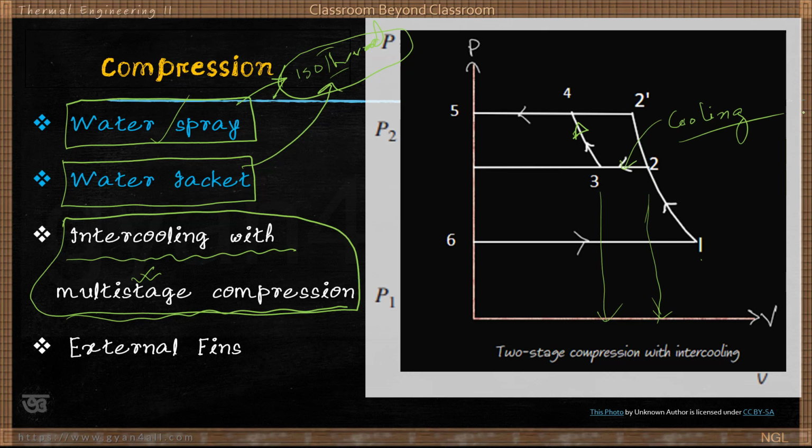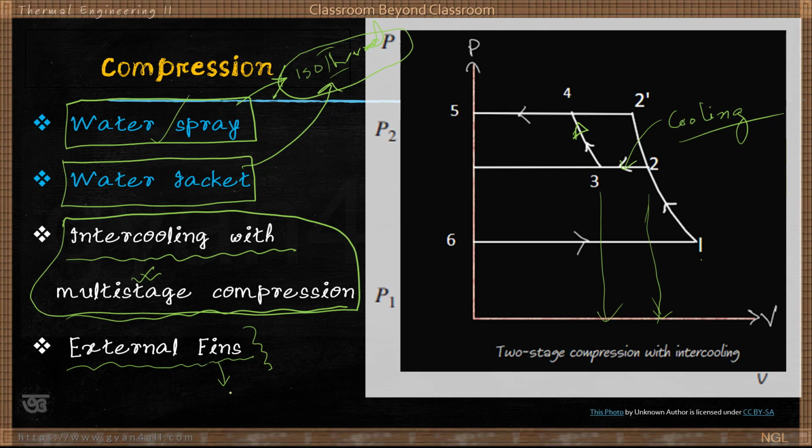Other than this, if we are not spraying water, and not using any water jacket or water cooling, we may simply use external fins. We have discussed fins in detail to some extent in IC engines. So what is the function of a fin? A fin is an arrangement for larger surface area, and that helps dissipation of heat to the atmosphere. The heat transfer will be faster because of the use of fins.